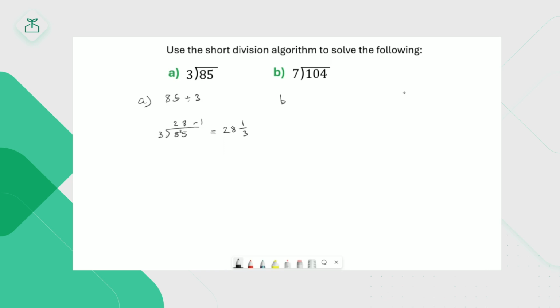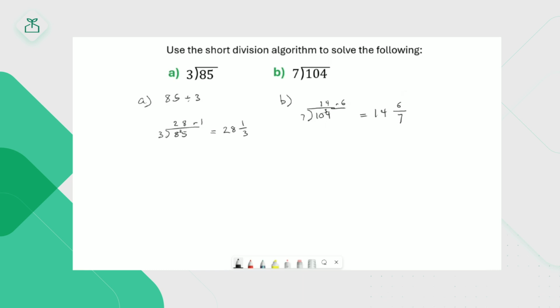Let's give another one a go. So 104 divided by 7. In this case, instead of going 7 into 1 and then 7 into 0, let's do 7 into 10. How many times does 7 go into 10? Well, it goes once with a remainder of 3. How many times does 7 go into 34? Well, it goes 4 times with a remainder of 6. So 14, remainder 6, which is the same as 14 and 6 sevenths.